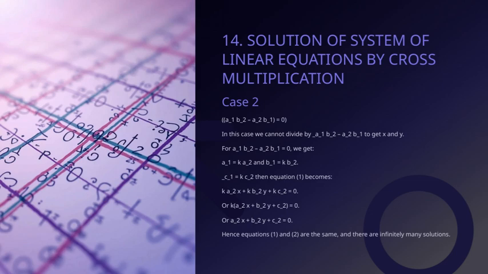If we set c1 equal to k c2, then equation 1 transforms to a1 equals k a2 and b1 equals k b2. Now, when the determinant a1b2 minus a2b1 equals 0, we see that we cannot divide by that quantity to find unique solutions for x and y. This condition, where the determinant equals 0, indicates that the equations are dependent, or essentially the same line, which ties back into the idea of infinitely many solutions.